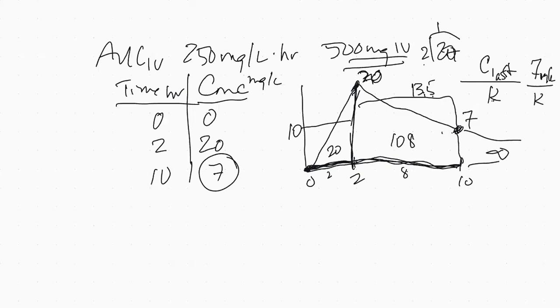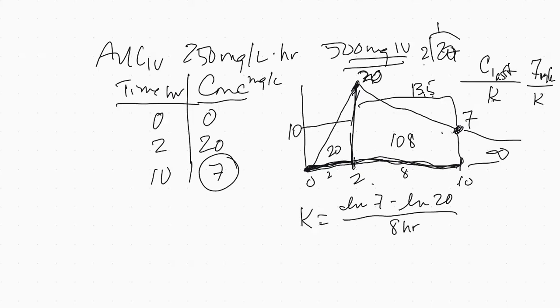So what is it? Natural log of 7 minus natural log of 20, divided by what? 8 hours. K is the absolute value. The slope is negative, right? Because you can see that it goes down, right? So that's a negative slope. But the K itself, which is the elimination rate constant, is an absolute value, positive.